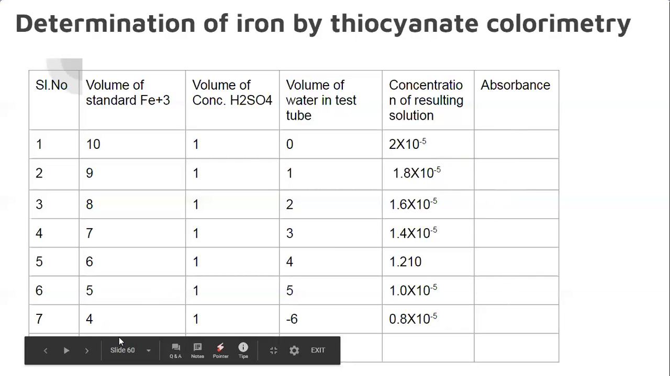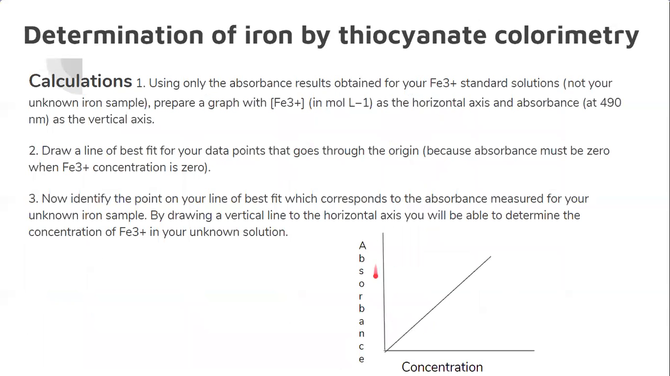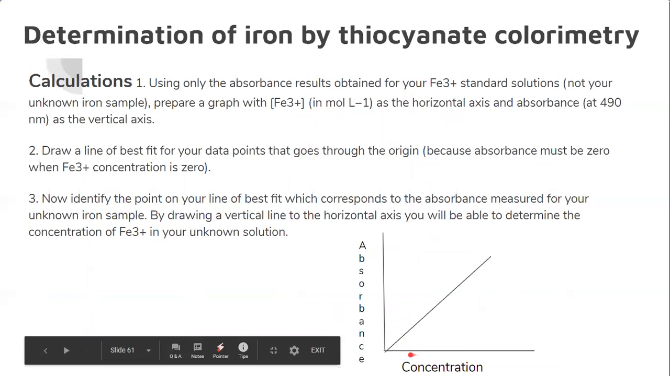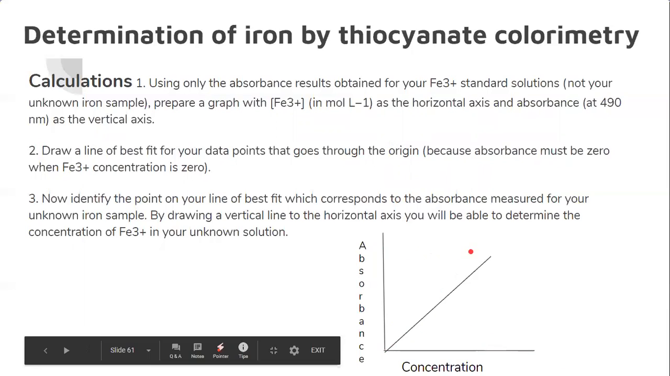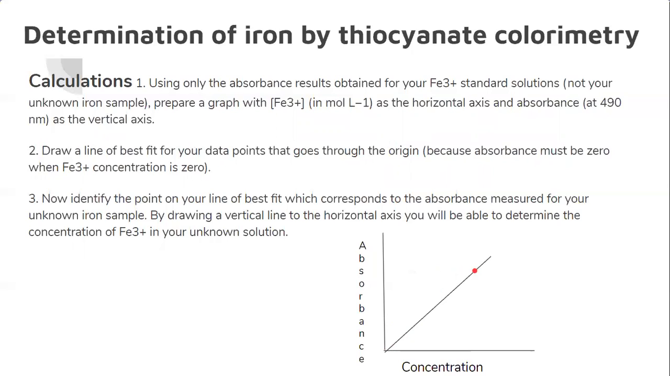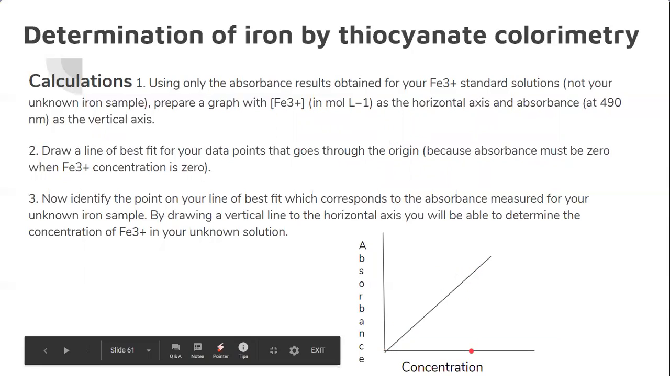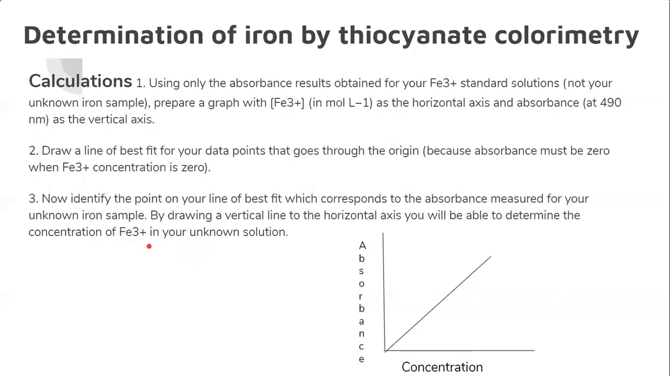And lastly, what do we do? We place the sample solution whose concentration we don't know, and we just record the absorbance. Using these two column values, we plot a graph, taking absorbance on the y-axis and concentration on the x-axis, so we get a straight line with a slope. Then we locate the absorbance value of the sample, and from that intersect point we draw a vertical line toward the horizontal x-axis. It intersects, and with the help of that value we can find the concentration of the unknown ferric ion solution.